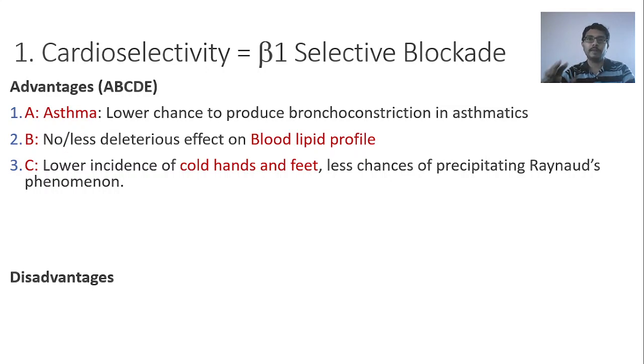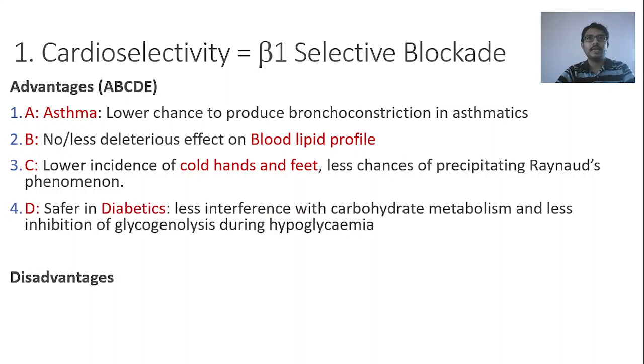The vasoconstriction in the periphery, in the hands and feet, leads to cold hands and cold feet, and it will worsen the condition if the patient is already having Raynaud's syndrome. But if you use cardioselective beta blockers or beta 1 selective blockers, they do not block the beta 2 receptors located on the blood vessels. And as a result, this is safer in patients who are prone to develop Raynaud's syndrome. So C for cold hands and feet.